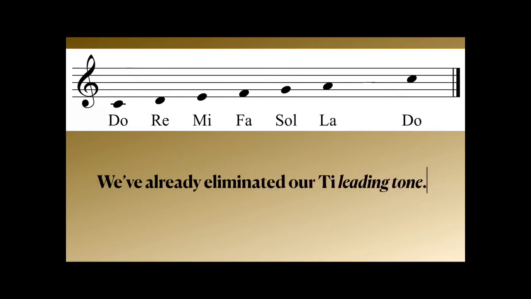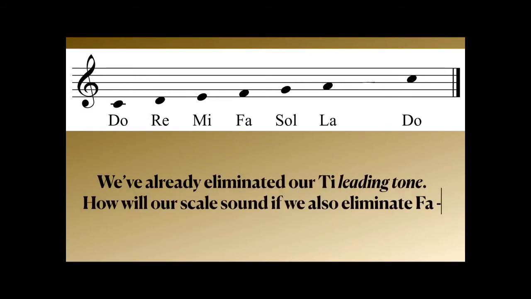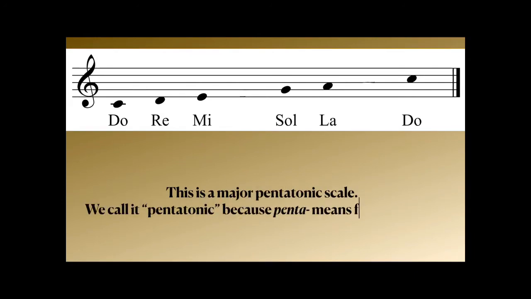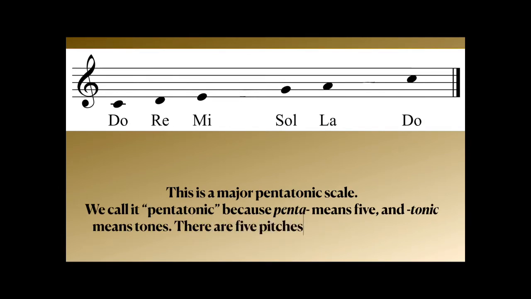We've already eliminated our T leading tone. How will our scale sound if we also eliminate fa, our other tendency tone? Let's listen. This is a major pentatonic scale. We call it pentatonic because penta means 5 and tonic means tones. There are 5 pitches in a pentatonic scale: do, re, mi, sol, and la.